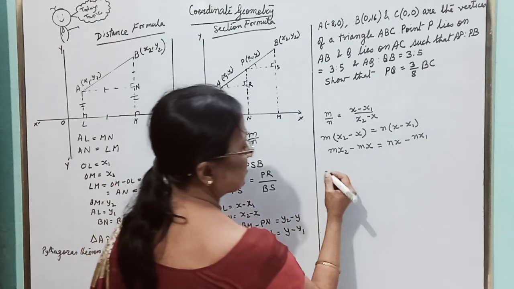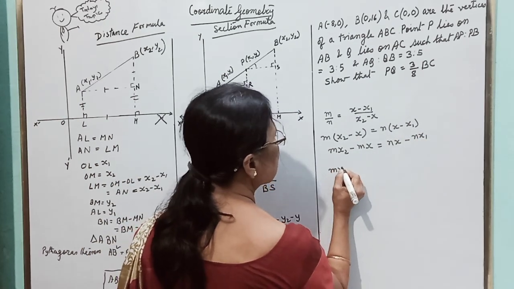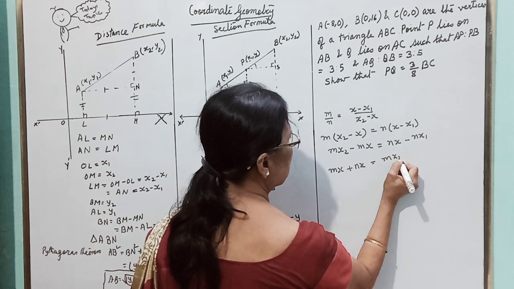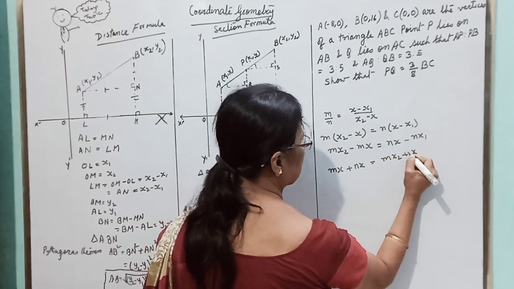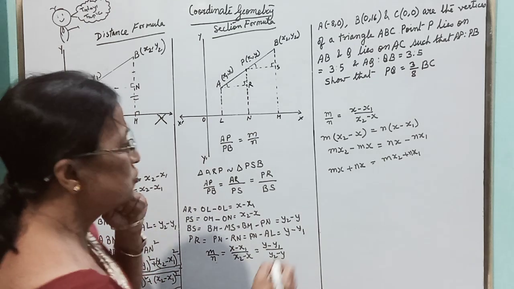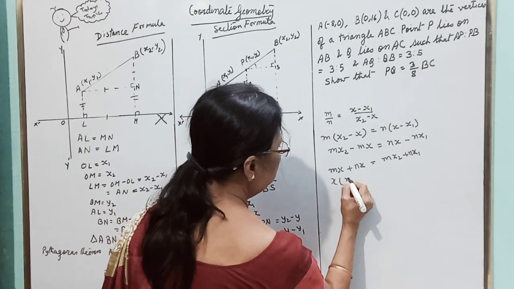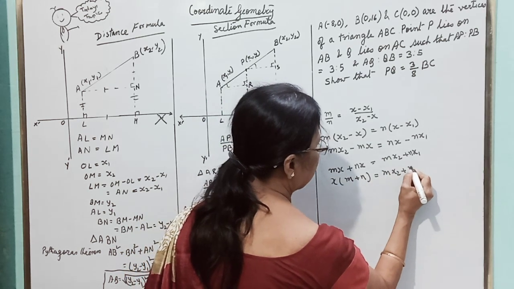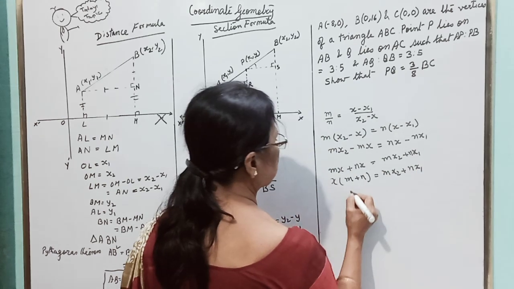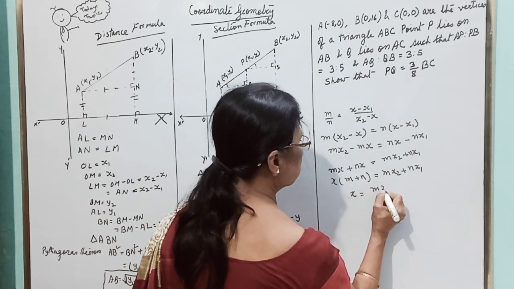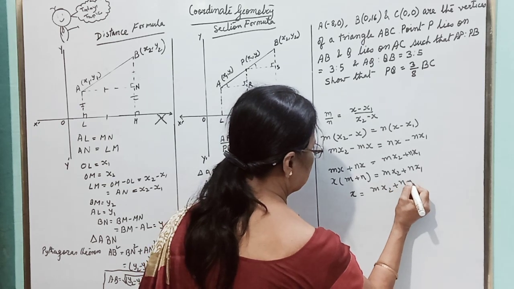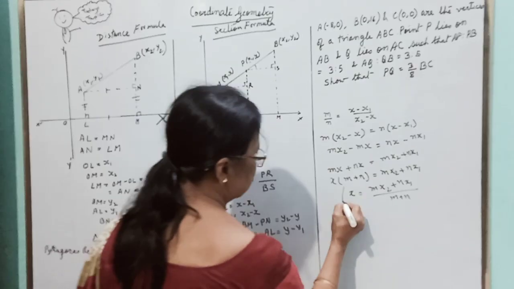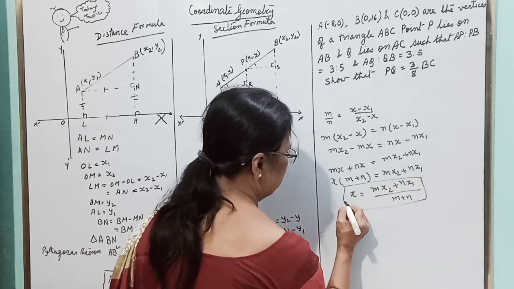So I can take X on one side: mX plus nX is equal to mX2 plus nX1. Taking X common, X times m plus n is equal to mX2 plus nX1. So X is equal to mX2 plus nX1 divided by m plus n. Students, this is the first coordinate you have taken out.